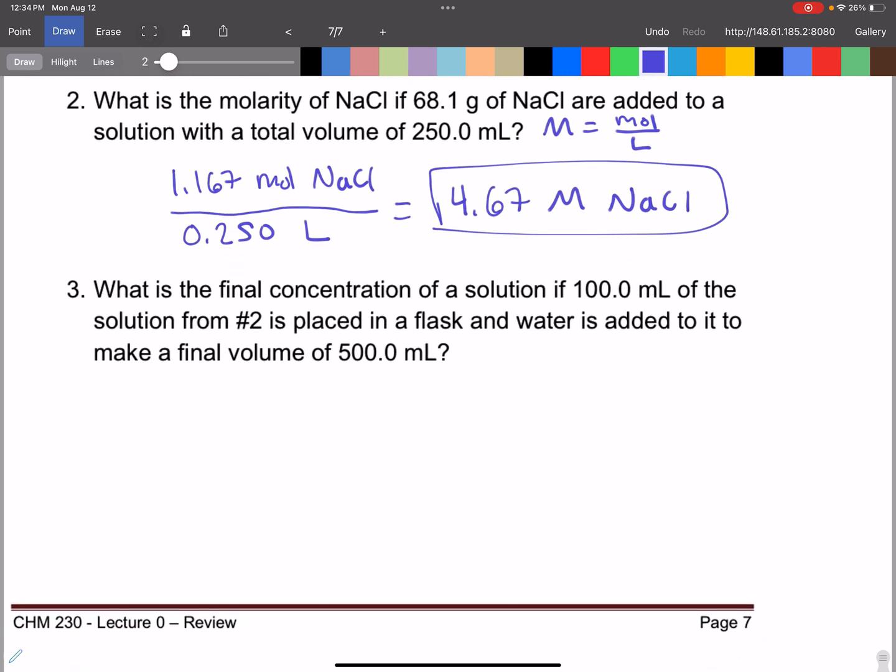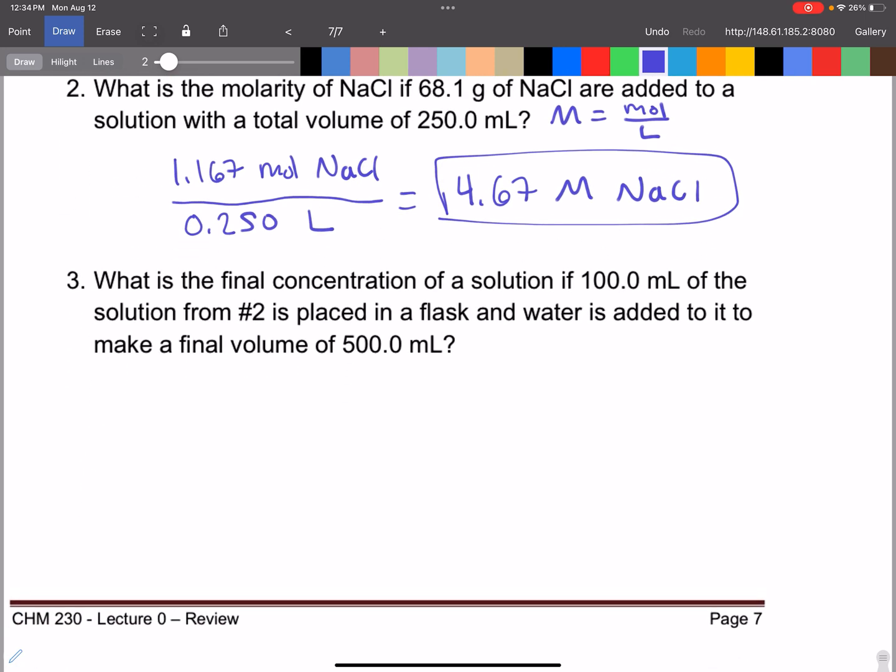And then last up, thinking about dilutions and how we go from one solution to another. This is certainly very relevant for any of you who might work in a compounding pharmacy, or if pharmacology is what you're interested in. So here we go. What's the final concentration of a solution if we take 100 mL of what we just made, and then add 400 mL of water to get a final total volume of 500 mL?